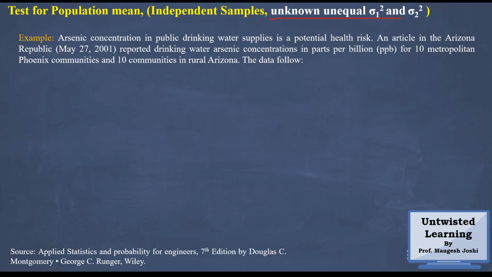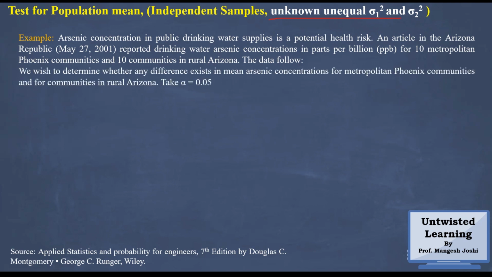The example is: arsenic concentration in public drinking water supplies is a potential health risk. An article in the Arizona Republic reported drinking water arsenic concentrations in parts per billion for 10 metropolitan Phoenix communities and 10 communities in rural Arizona. The data follow. We wish to determine whether any difference exists in mean arsenic concentration for metropolitan Phoenix communities and for communities in rural Arizona. Take alpha equal to 0.05.